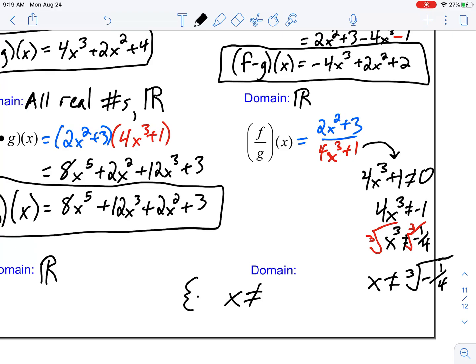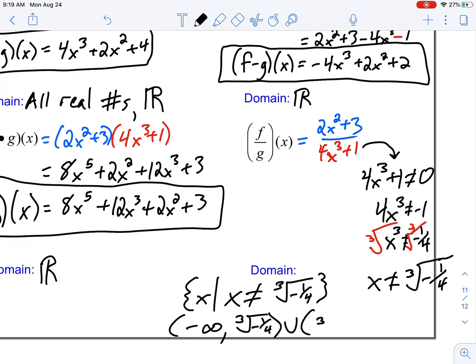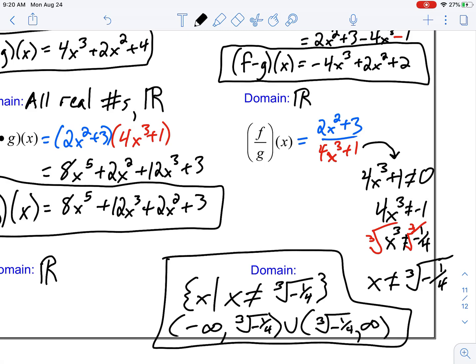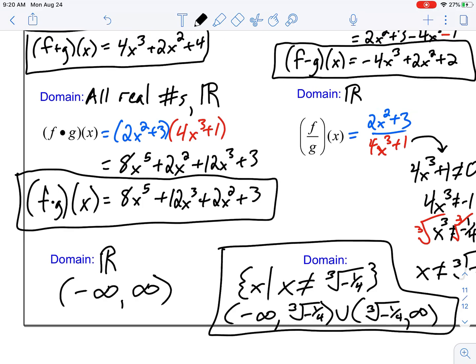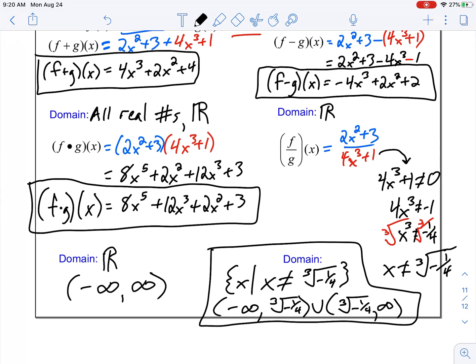Now we'll do it both ways. Set notation, values of x such that x cannot be the cubed root of negative 1/4. Or we can do it in interval notation, which is negative infinity to the cubed root of negative 1/4 union cubed root of negative 1/4 comma infinity. So remember, 2 ways to describe the domain, set or interval notation. Let me show you over here. If it is all real numbers, interval notation, that's just negative infinity to infinity. Okay, so 2 ways to show it there.